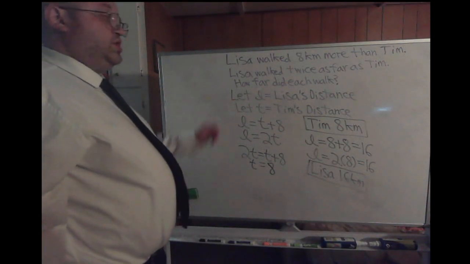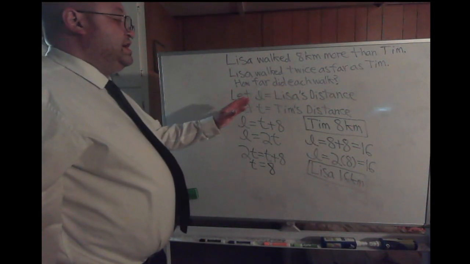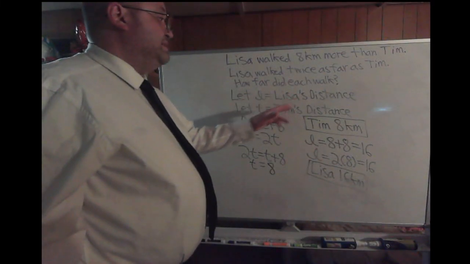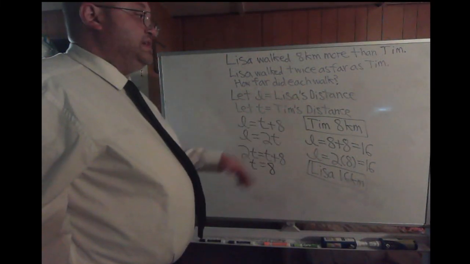So again, just start out by reading the equation, pick variables that make sense. I figure L would make sense for Lisa's distance. T would make sense for Tim's distance.